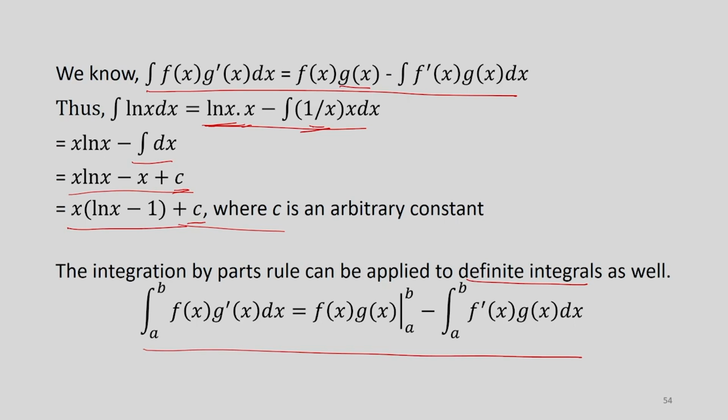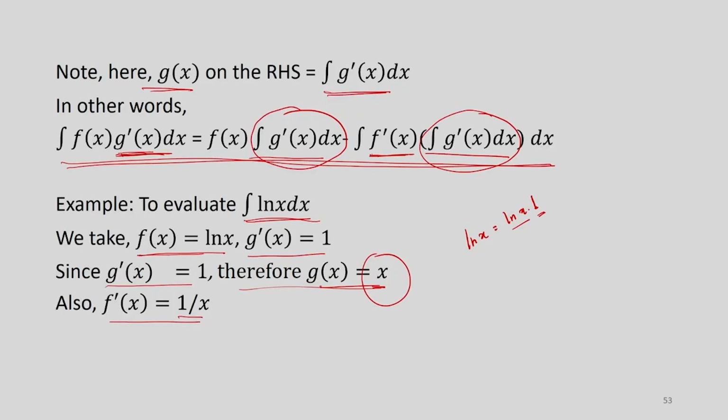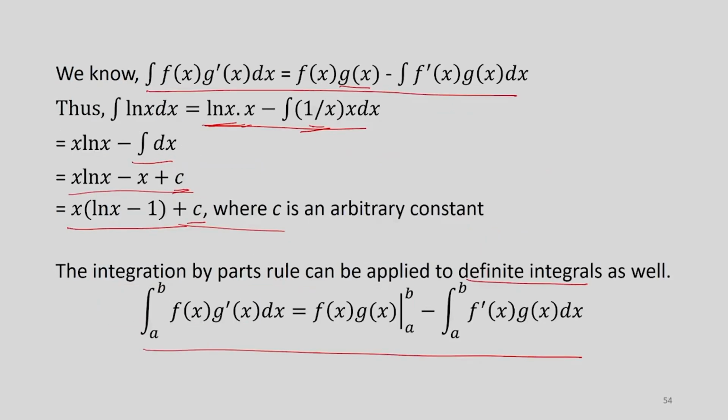And remember, what was the case for indefinite integral? It was f x g x minus integration of f prime x g x dx. But here the limits are there, so I have to evaluate whatever I get at these two limits and take the difference. So, that is why you have b and a here, and in the second term you have the integration. So, I can use this b and a as the limits of this integration. So, this is the formula for definite integral.